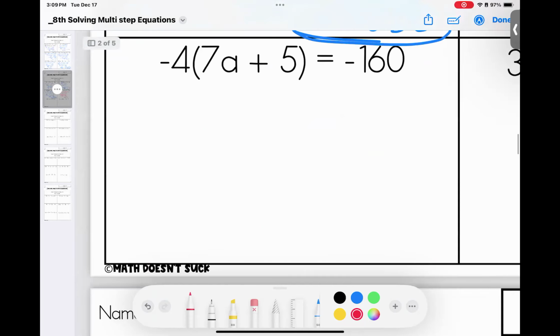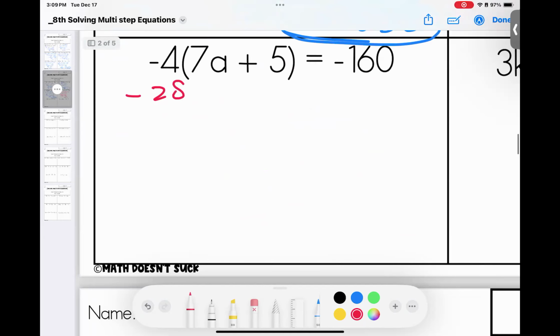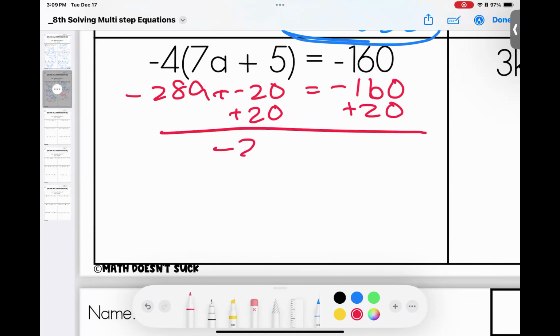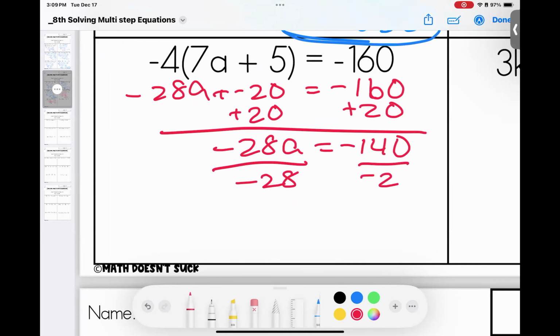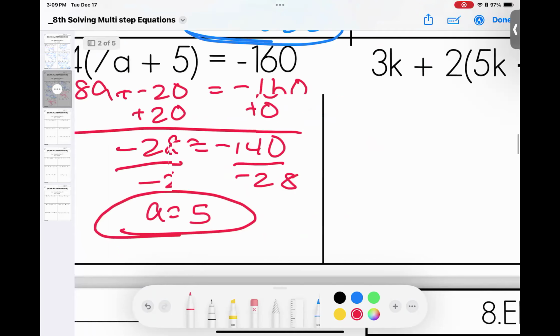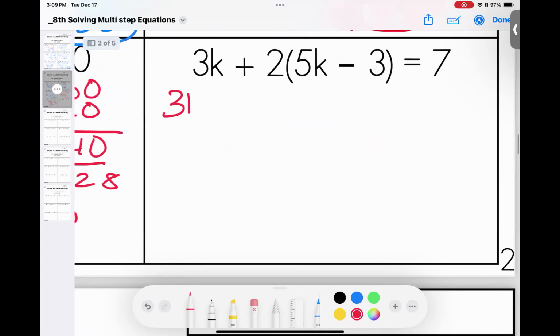Coming down to the bottom here, negative 28a plus negative 20 equals negative 160. I'm going to add that 20 to both sides. I have negative 28a is equal to negative 140 divided by that negative 28. A is equal to 5. 5 is positive because the signs are in agreement.